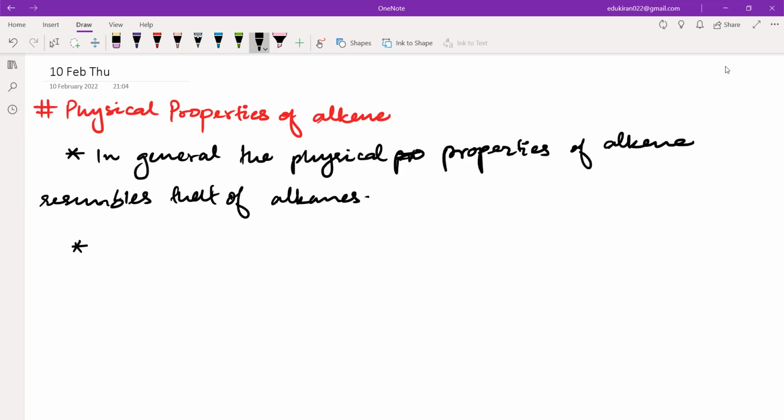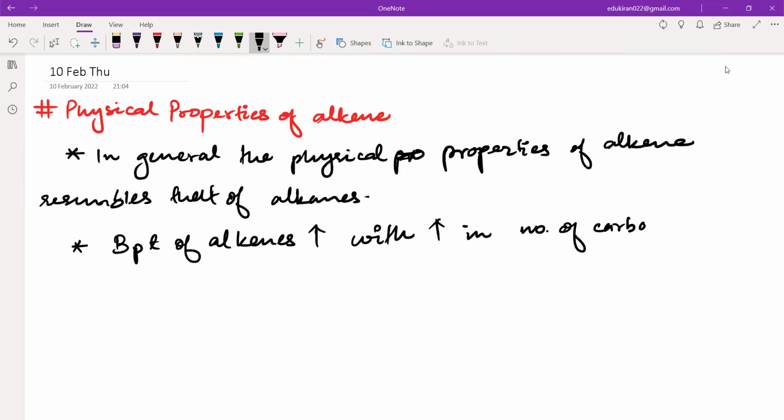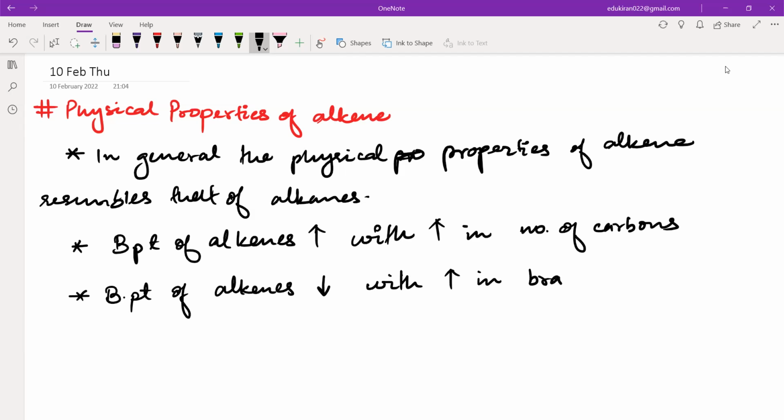In general, I can also write about the boiling point of alkenes. The boiling point of alkenes increases with increase in number of carbons. Secondly, the boiling point of alkenes decreases with increase in branching.